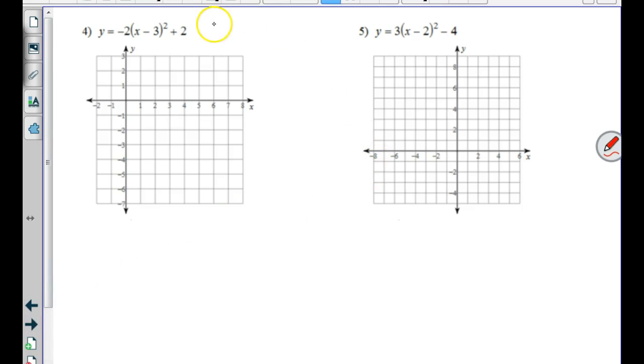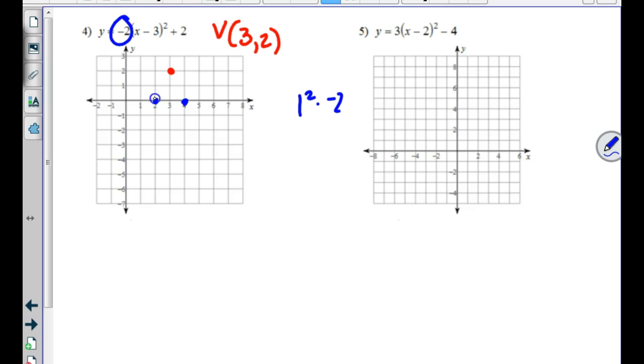So for number 4, where's the vertex? 3, 2, over 3 and up 2. Which way is this one opening? Subtle hint, we'll run out of graph paper, right? It's got to be going down. But this time we're multiplying by a -2. So after we went over 1, we'd square it, but then we'd end up multiplying it by a -2. So it would become what? -2, because we went out 1 and we squared it, then we multiplied it by -2.